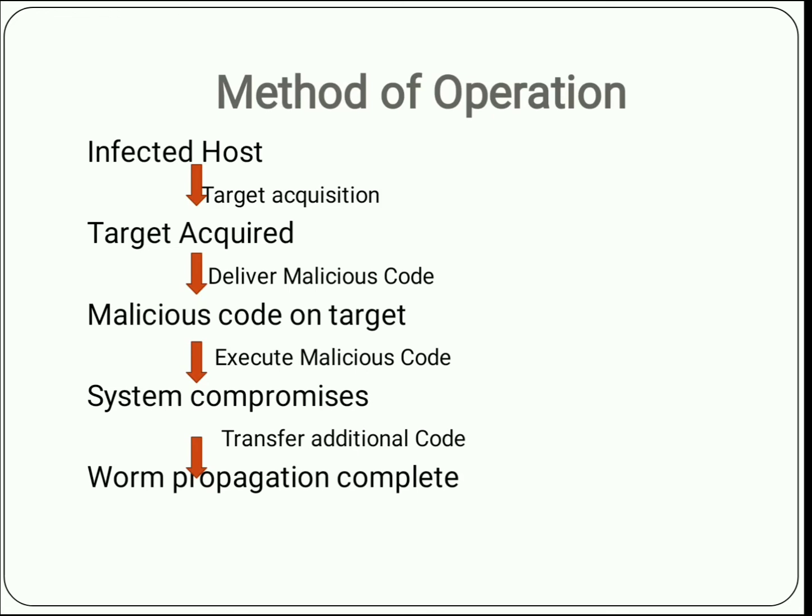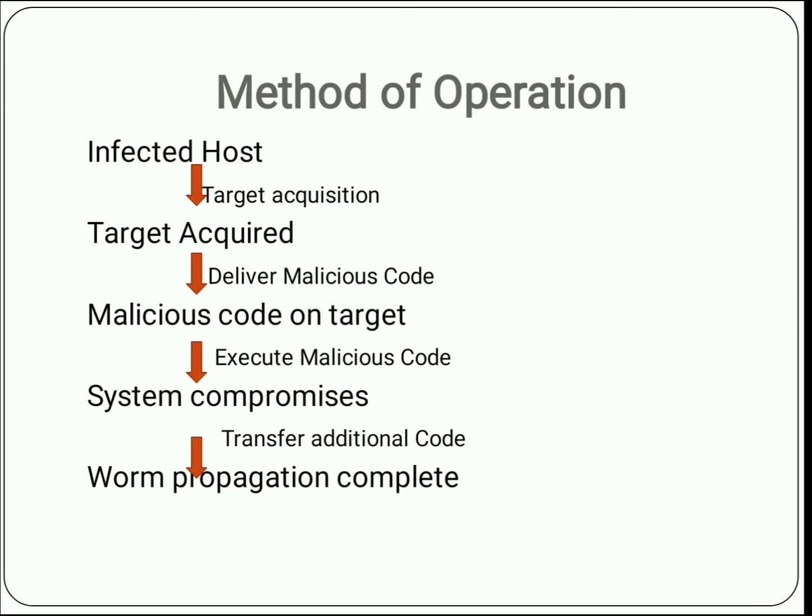And what about the method of operation? Initially, the worm will be present in the infected host and it will be searching for the target. Target means it searches for a vulnerable network, and for vulnerable machines in the network, etc. In that way it obtains a target initially. And when the target is obtained, what will it do? It will deliver the malicious code to the target.